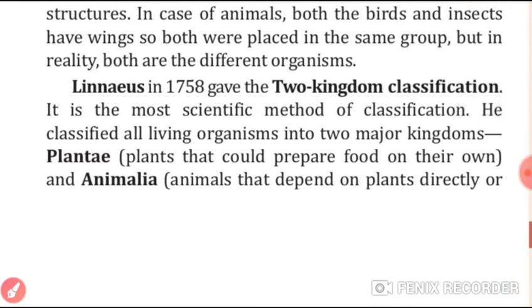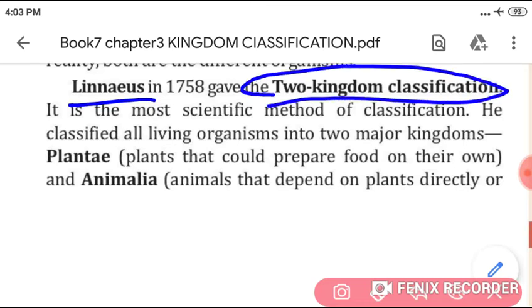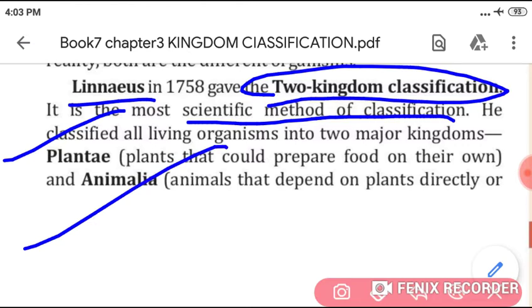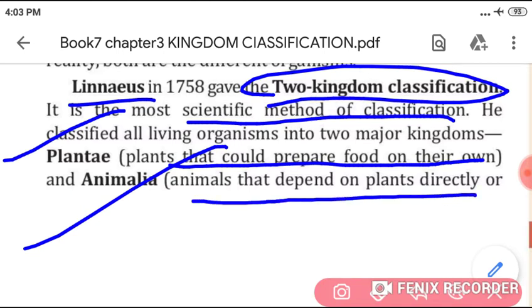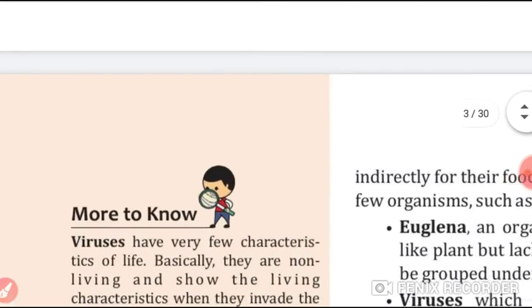Students, in 1758, there was one scientist, Linnaeus. He gave the two kingdom classification, and students, it is the most scientific method of classification. He classified all the organisms into two groups, two kingdoms: first Plantae, and second Animalia. Plantae are plants that prepare food by their own, and Animalia are animals that depend on plants, directly or indirectly, for their food, students.